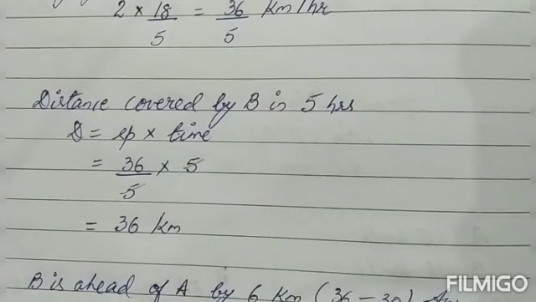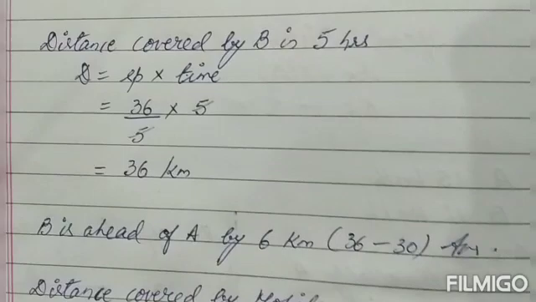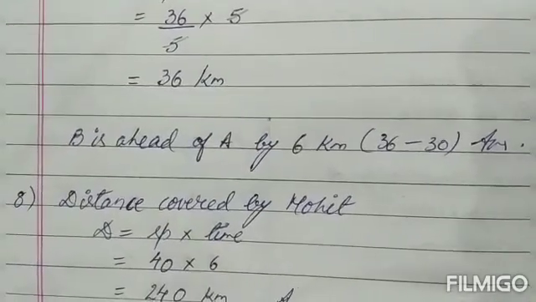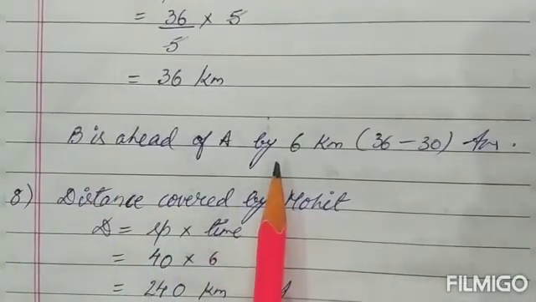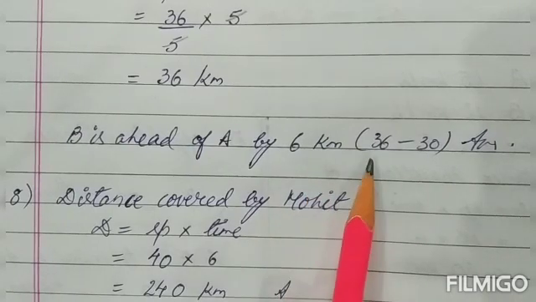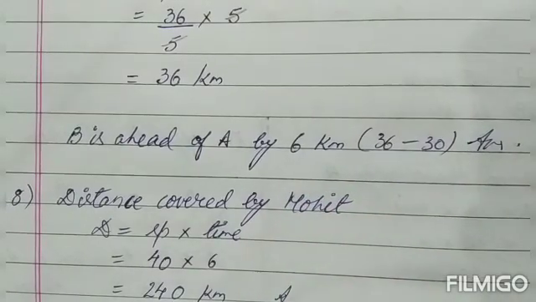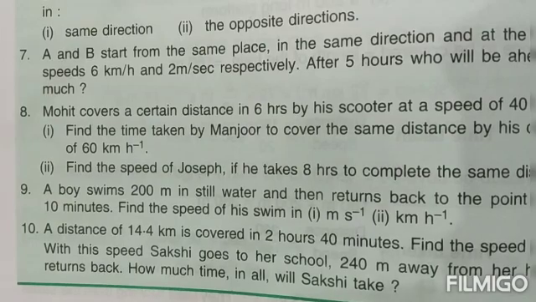Now who is ahead? Now we have both the distances. We can see clearly B is ahead of A by how many kilometers, children? 6. How did I do? 36 minus 30. So this is how you do question number 7.